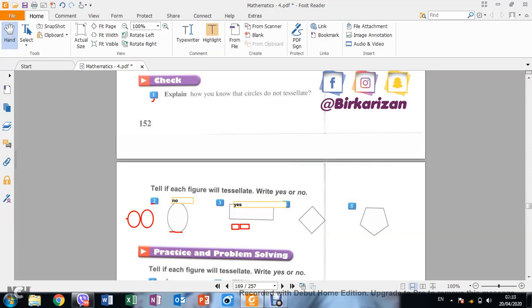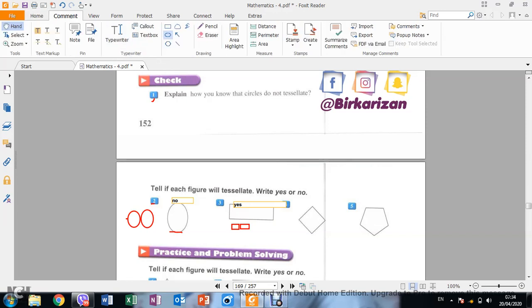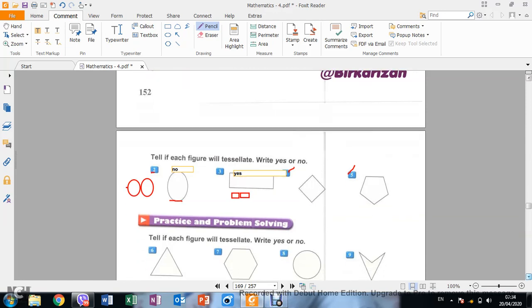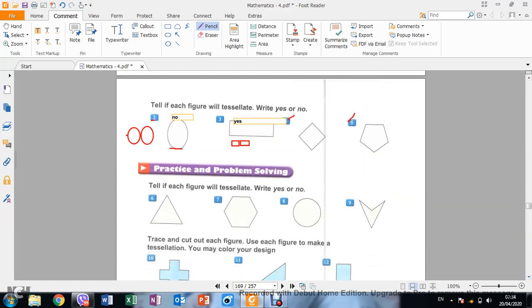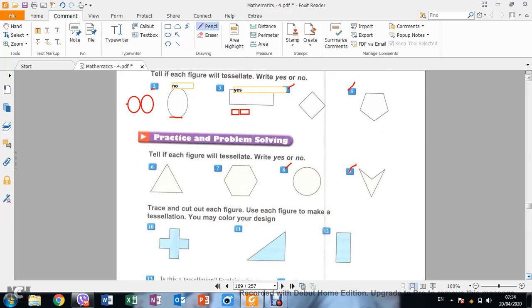Okay, so this one is a trapezoid shape. This is your homework. Number 4, homework. Number 5. Number 8. Number 9. And number 10.